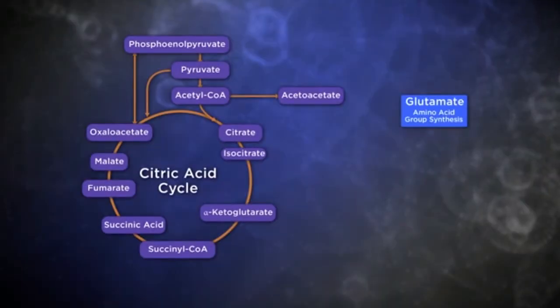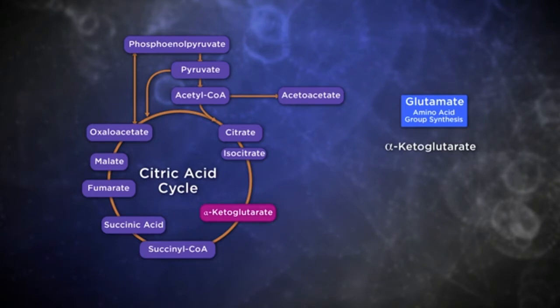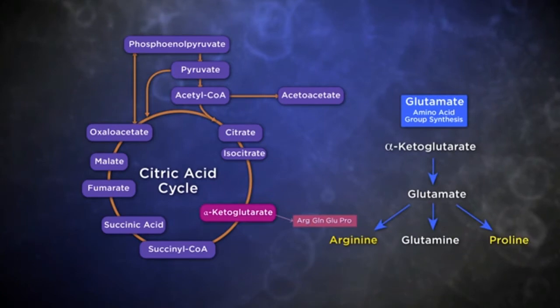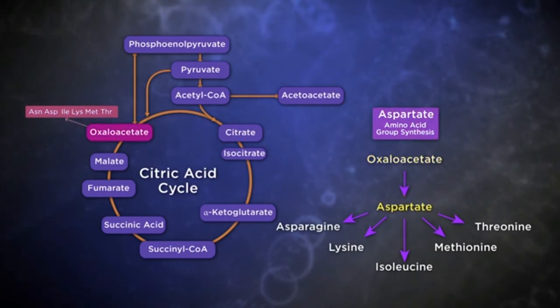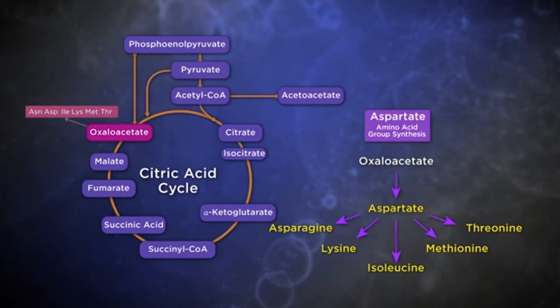The glutamate family, for example, starts from alpha-ketoglutarate of the citric acid cycle and goes to glutamate, which in turn is also the progenitor to arginine and proline. Also from the citric acid cycle, the aspartate family, which starts from oxaloacetate and goes to aspartate, gives rise to its other 5 members: asparagine, isoleucine, lysine, methionine, and threonine.